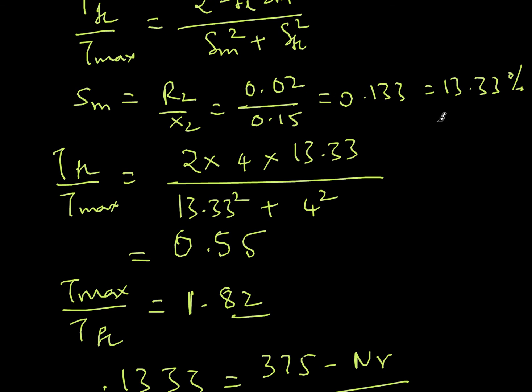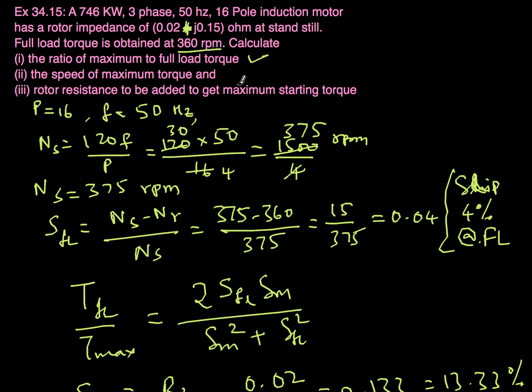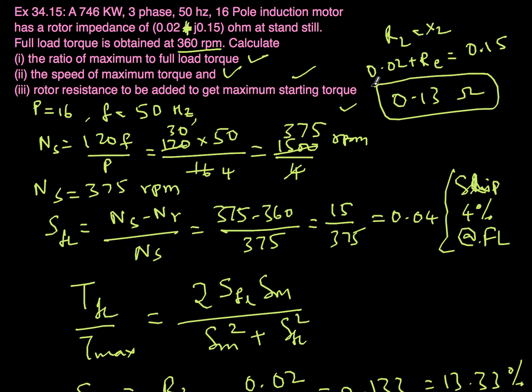Alright, let's go up. Rotor resistance to be added to get maximum starting torque. This is straightforward. To get maximum starting torque, simply R2 should be equal to X2. R2 is 0.02, so 0.02 plus some external resistance should add up to 0.15. If this condition is met, I get starting maximum torque. So obviously it is 0.13 ohms. If I add 0.13 ohms, then it creates a maximum torque. So this is the answer for this question.